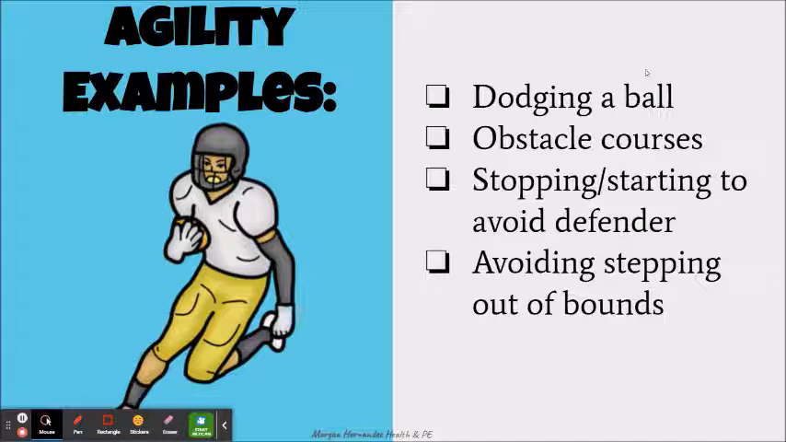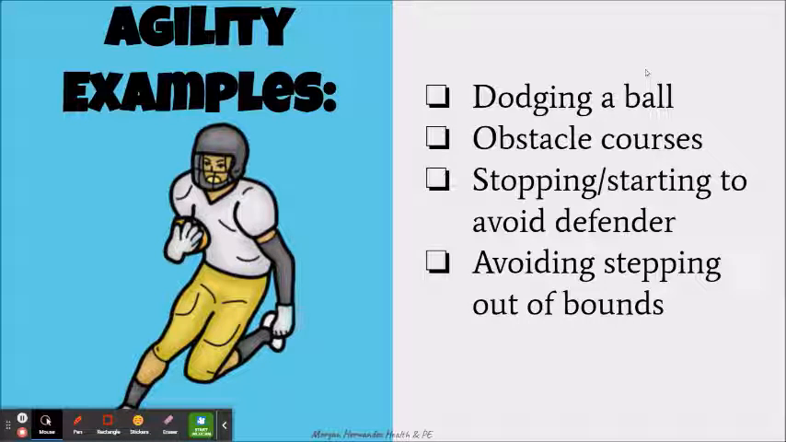When you're doing an obstacle course, right? Let's say you are running between cones, right? You're using agility because you're moving to different directions easily and quickly. Trying stopping and starting to avoid a defender. Okay, remember when we were playing flag football and you were trying to juke or you were trying to move different directions so you can avoid the defender from getting your flag? You were using agility right there.